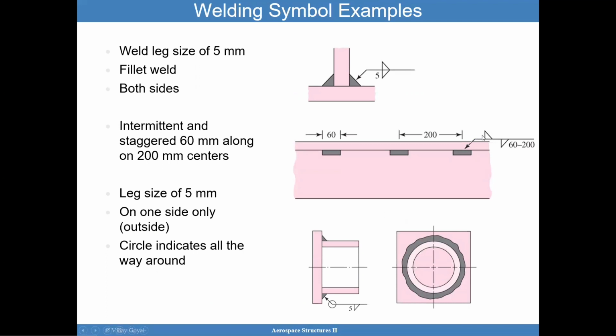When you see a symbol like that, it means that I have an intermittent weld and that it is staggered at 60 millimeters along on 200 millimeter centers. So this is what this means. And then I already covered this example earlier, so we can keep going here. The circle indicates that the weld goes all around.